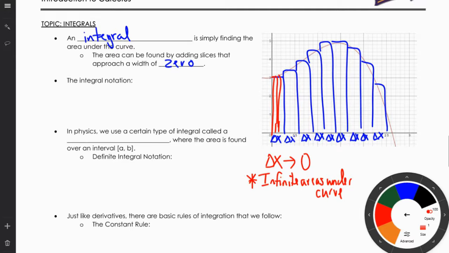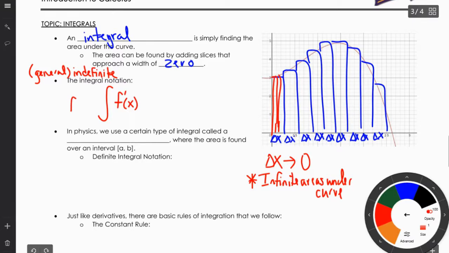All right, and that's the goal of an integral, is somehow get to this infinite number of areas under the curve. Okay, so the integral notation, or more specifically, the indefinite integral, which just gives us a general form, looks something like this. This is our integral notation. They call it like a fancy S. You're going to have the function, more specifically, the derivative of the function, and then dx. So you can see this dx notation looks like delta x.